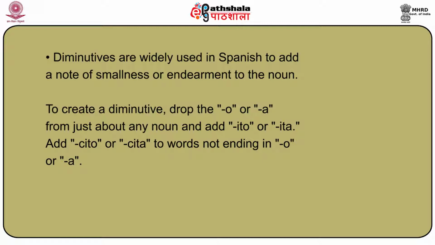Diminutives are used much more frequently in Spanish than in English. Different regions have their own unique ways of creating diminutives, but the most common one is a form of ito. To create a diminutive, just drop the o or the a from just about any noun and add ito or ita, depending upon whether it is masculine or feminine. Add sito or sita to words not ending in o or a.